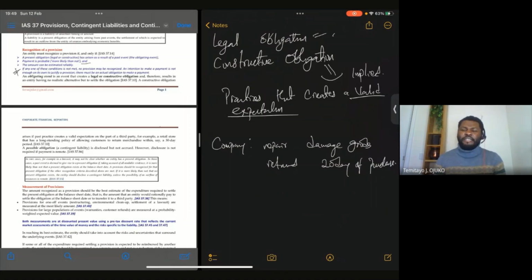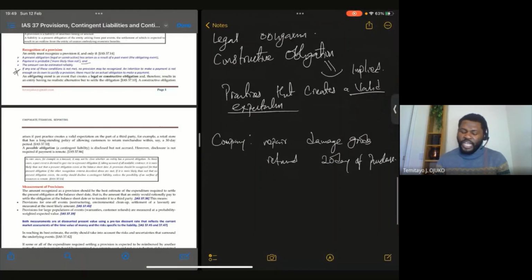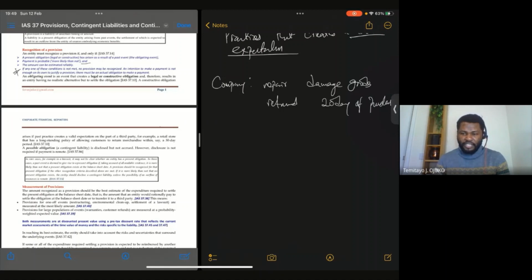Now, this is a typical example. Let's say a company that repairs damaged goods returned within 20 days of purchase. Looking at this, for example, if over time this company has created this kind of valid expectation for customers to think that, oh, if I get these goods with company entity XYZ, it is sure that they are going to repair this thing if it is damaged within 20 days. Now, the company has created a valid expectation.